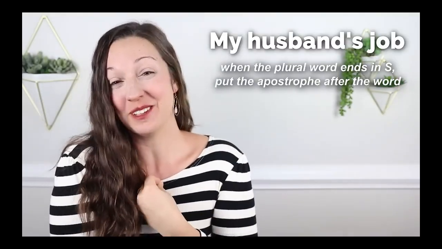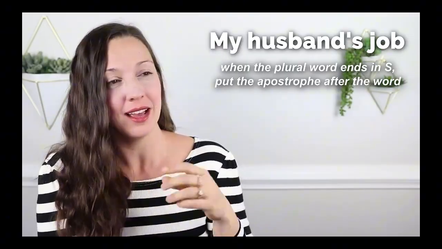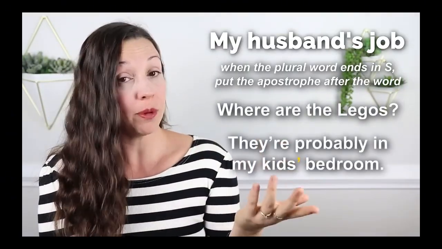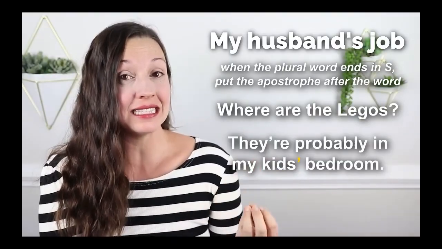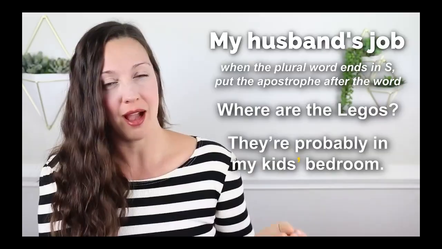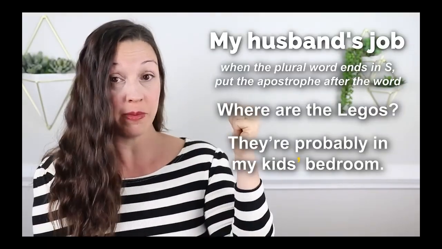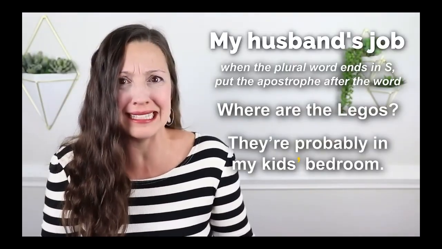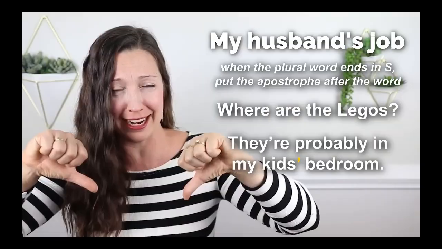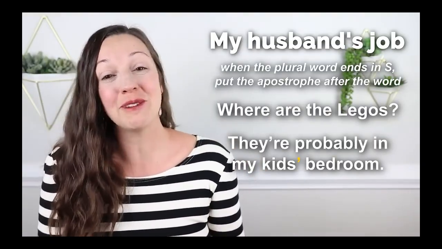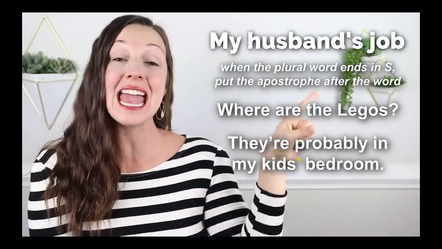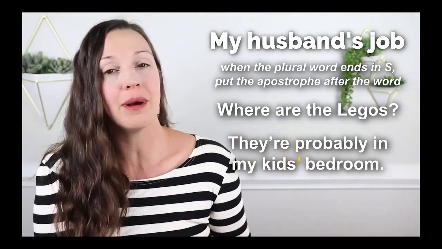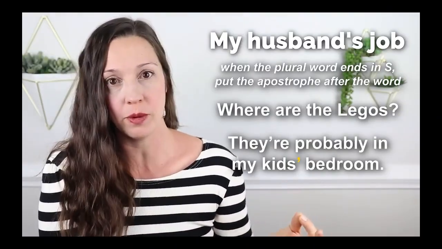A lot of native English speakers also have an issue with this. Take a look at this sentence. Where are the Legos? They're probably in my kids' bedroom. Okay, I have two kids that sleep in the same bedroom. What can I say here? How can I write this? Should I say kids's bedroom? Instead, when we write this, we put the apostrophe at the end of the word and we just say kids'. They're in my kids' bedroom.